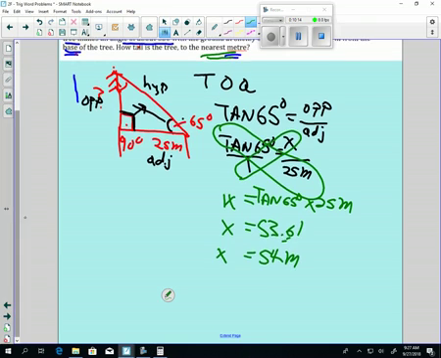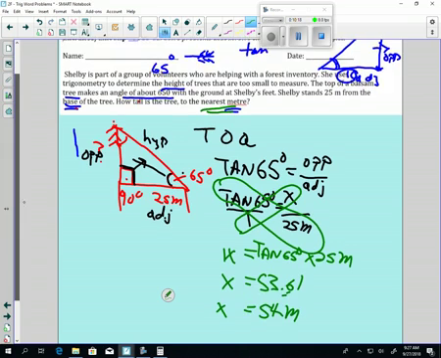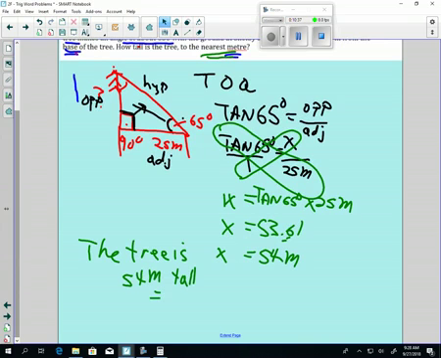Now, because it's a word problem, I'm going to answer in a sentence. How tall is the tree? The tree is 54 meters tall. Don't forget the units. That's also important. 54 feet, 54 meters, 54 inches, big difference. Okay? Any questions on the process?